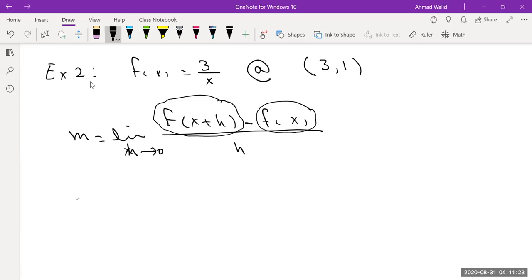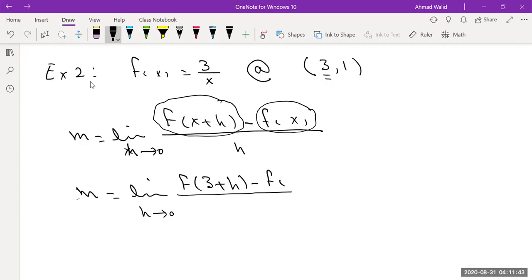Even before that, you can do one more step: m equals the limit as h approaches 0 of f of x plus h. How much is your x? Your x is given to you as 3. So f of 3 plus h minus f of 3 over h. Now, you need to find f of 3 plus h and also f of 3. Then you can plug everything into this formula.